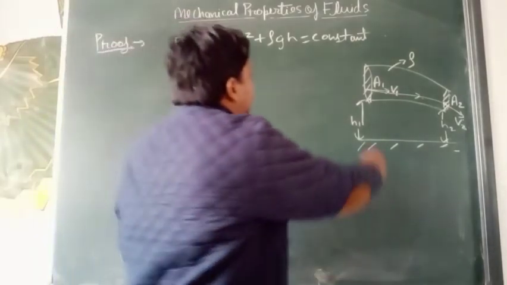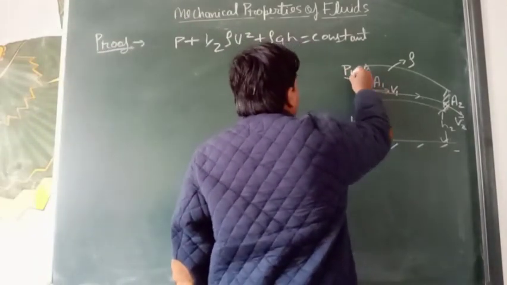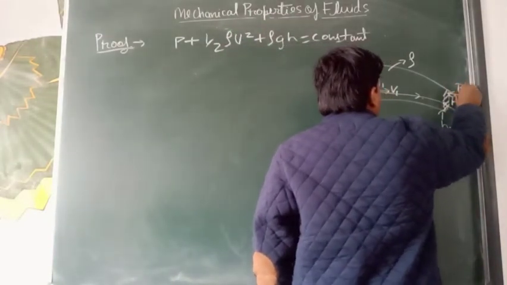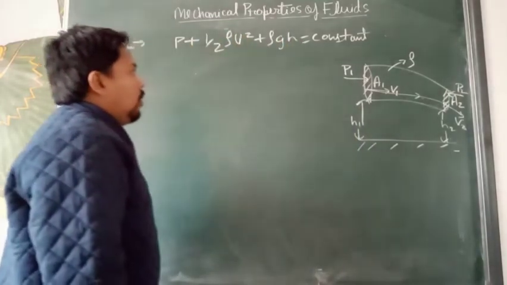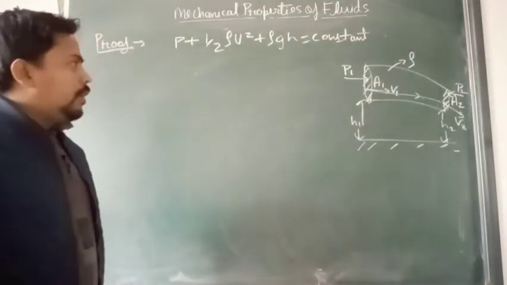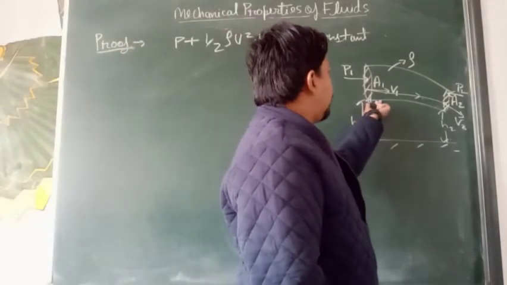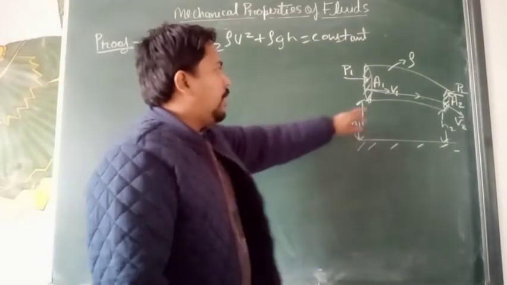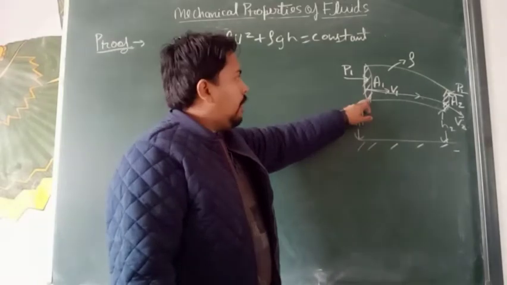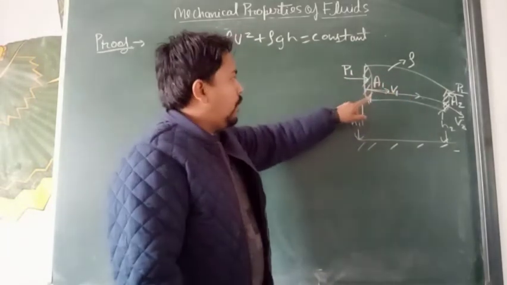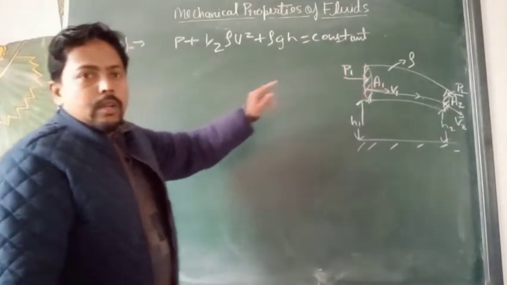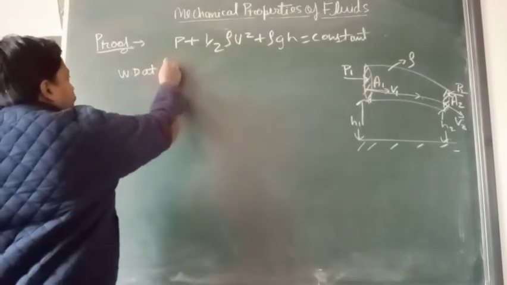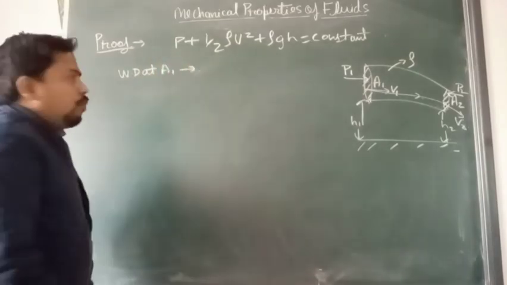Now let here be pressure P1 which is acting on the liquid to flow, and from here let the pressure P2 be acting to oppose this flow. Now what is the work done by the liquid which is flowing through this end in 1 second? For 1 second, how much will be the distance covered by the liquid if the liquid enters through this end? It will be equal to V1. So work done at A1 will be how much? It will be equal to force into displacement.